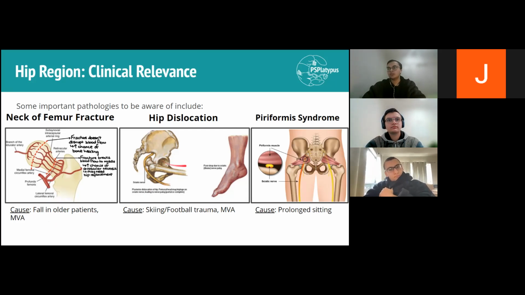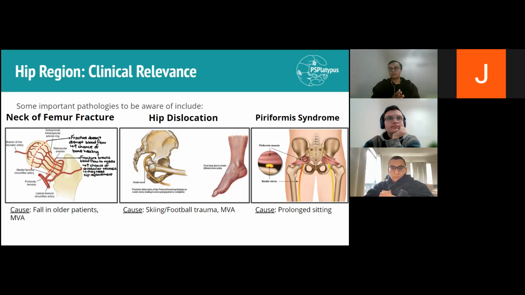Hip dislocations are also important to keep in mind. That's where your femoral bone is dislocated and moved posteriorly in most cases. It can move anteriorly, but the most common way to dislocate is to move posteriorly. And the nerve that's located in that region, which is most likely to be affected, is the sciatic nerve. So when your femur is dislocated posteriorly, it's going to hit the sciatic nerve at the back.